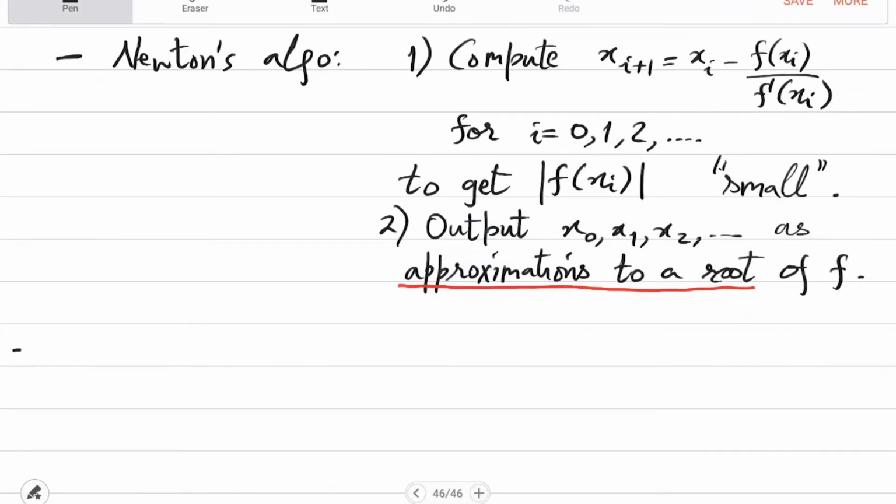Slope of that is b. Slope of bx minus 1 is b. We will divide by b in the algorithm, f(xi) by f dash(xi). But f dash(xi) is b. Yeah, we'll do the calculation. Don't worry.